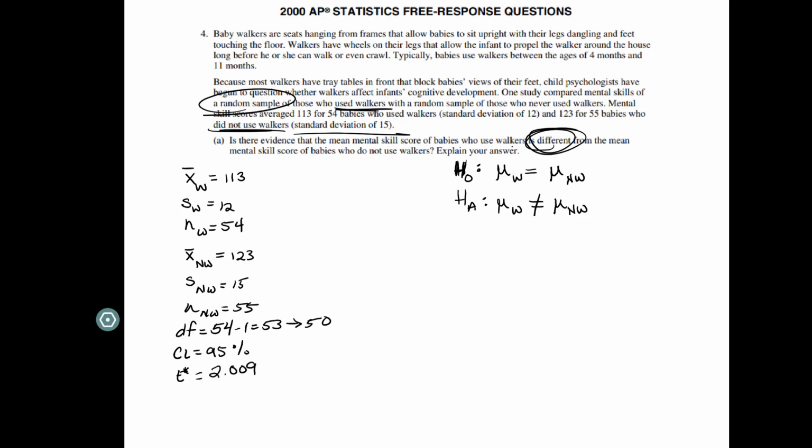So I've got all my given information. Now let's go ahead and check our conditions. Conditions are going to be easier for you to check than you might think. We have a random sample. We had actually two random samples of babies.